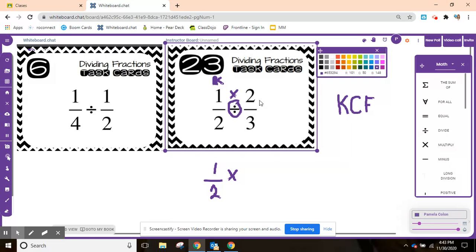And now my 2/3, I'm going to flip. So my 2 and my 3, my numerator and my denominator are just going to switch places. So flip, the 3 goes on top, the 2 goes on the bottom, and I'm going to multiply across. 1 por 3, 1 times 3 is going to give me 3, and then 2 times 2 is going to give me 4. 3/4. So it's just a quick little review of dividing fractions.